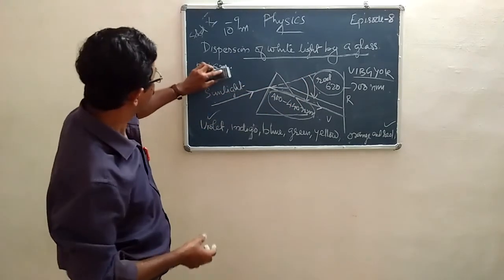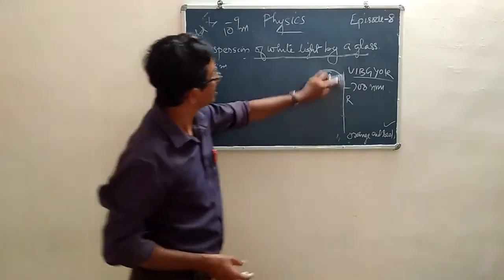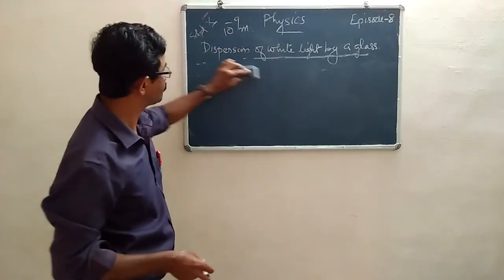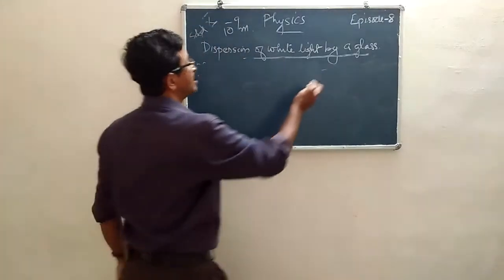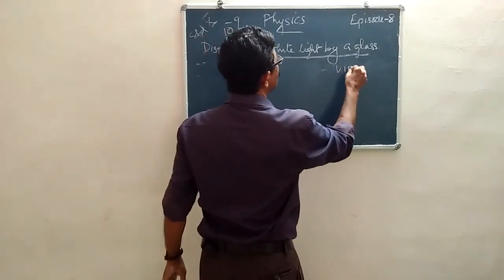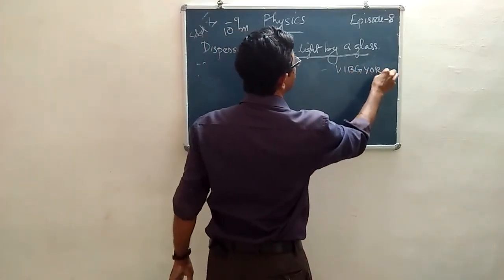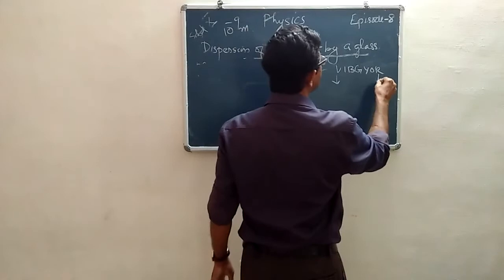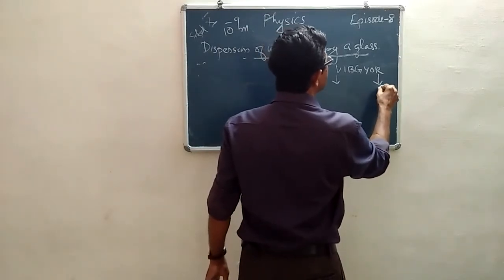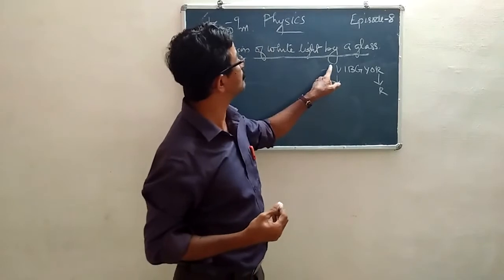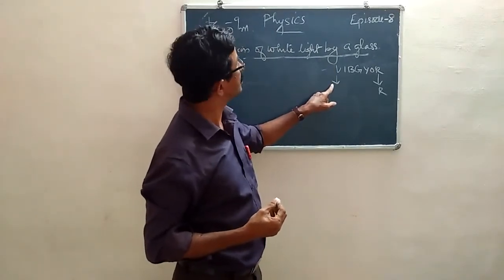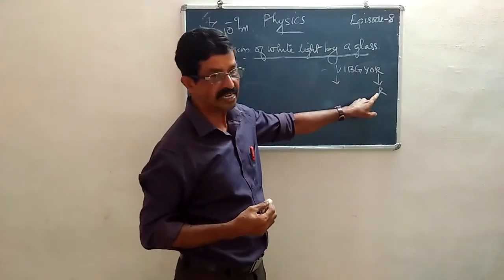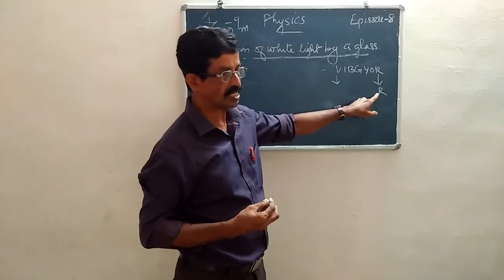Once again, how did this prism refract white light? What is the order? The order is violet, indigo, blue, green, yellow, orange, red. Among these, violet is deviated most and red is deviated least. Why does this happen? Because the wavelength of violet is the least among these, and the wavelength of red is the highest, so its deviation is less.